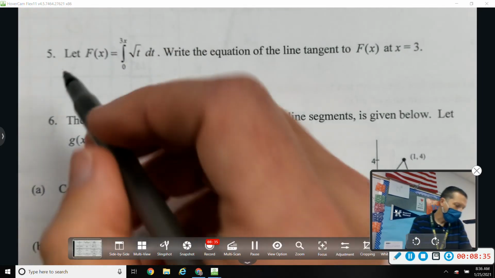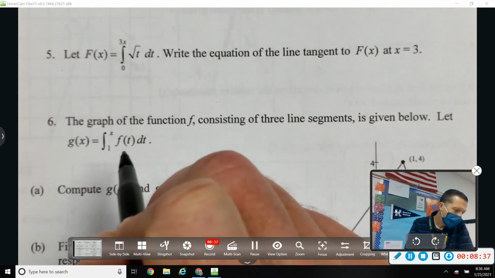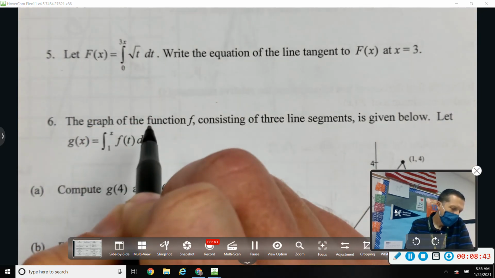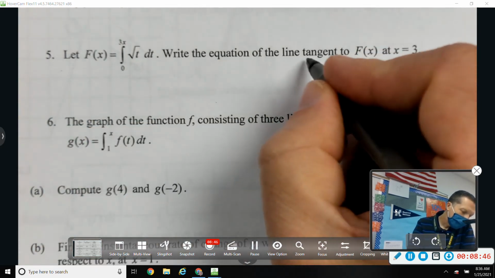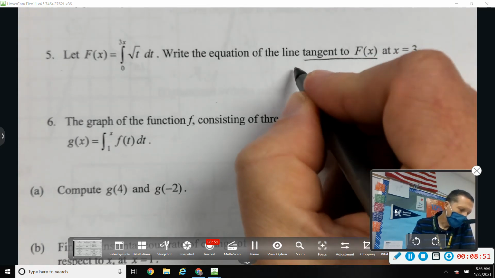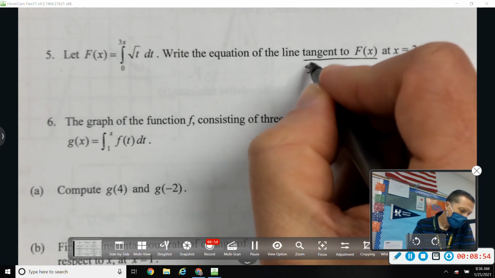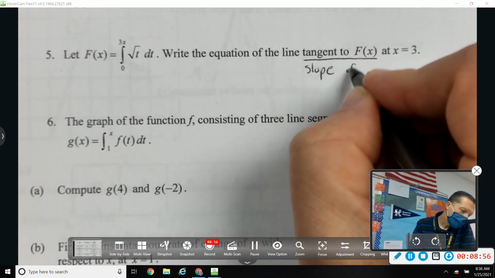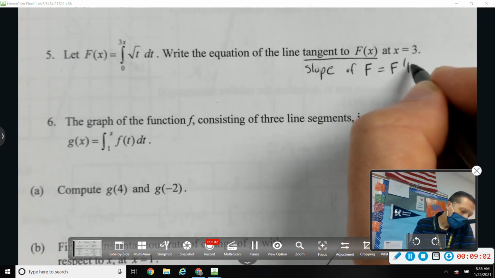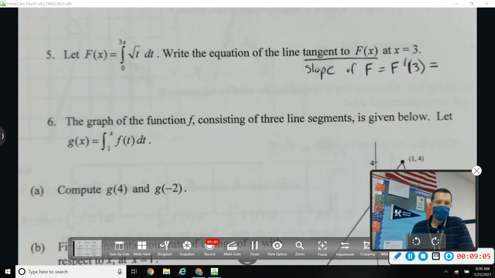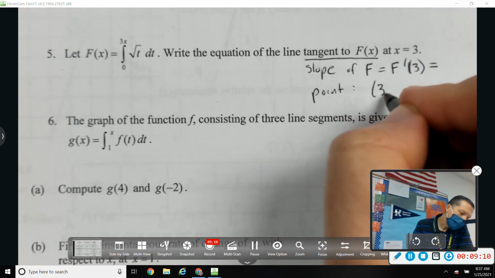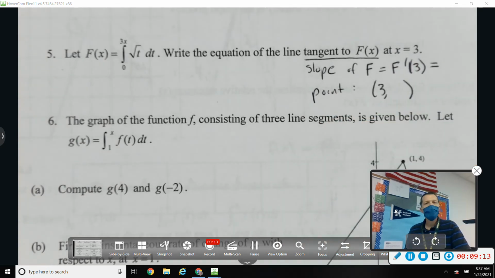F of x, capital F, equals this weird thing. Oh, chain rule is probably coming up here with that 3x in there, so I need to be careful with that. Write the equation of the line tangent to F at x equals 3. So I need slope and a point. So slope of F, which means F prime, at 3. And I need the point, which would be 3 comma whatever F of 3 is.